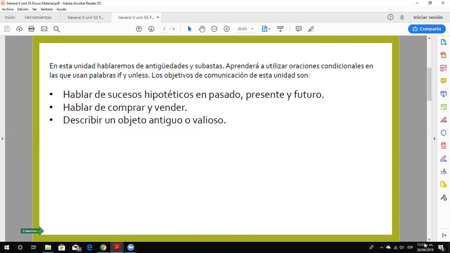The communicative objectives in this unit are, first of all, to talk about hypothetical events in the past, present, and future, and to talk about buying and selling. And finally, to describe an antique or valuable object. Okay, here we go.